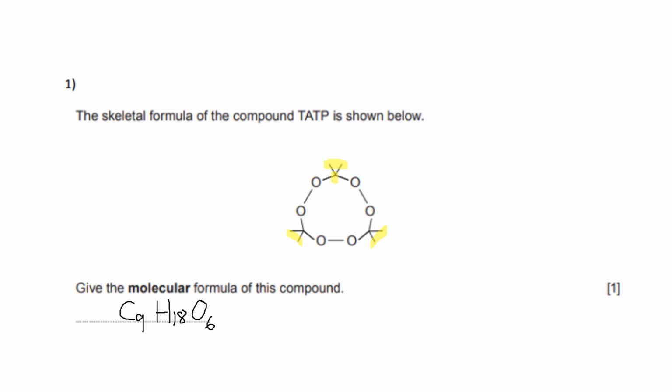And therefore the answer would be C9H18O6. Don't try and simplify that to give the ratio. That's called the empirical formula, and that's not what the question has asked for. If it did ask for that, you could divide each of these by 3, so you would end up with C3H6O2. But that's not what the question has asked for.